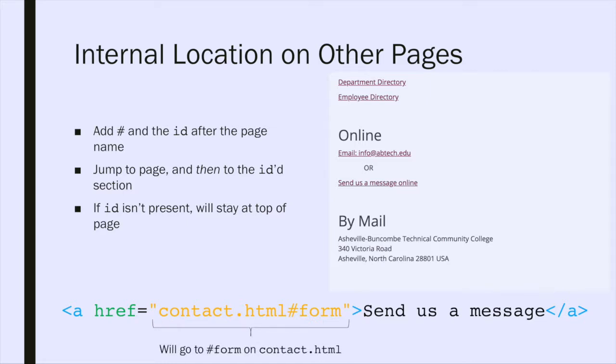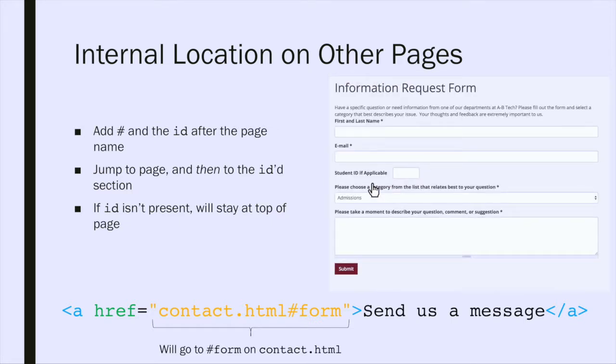The code at the bottom, if you see the contact.html hashtag form, will go to the form section on contact.html from whatever page this code is on. Let's take a look at this example on the right. We have the mouse, we move it in to send us a message online. That's going to take us to the form section on the contact page, making it easier for us to access and for anyone that's navigating the site to access the form directly instead of going to the contact page and then having to scroll down for the form.